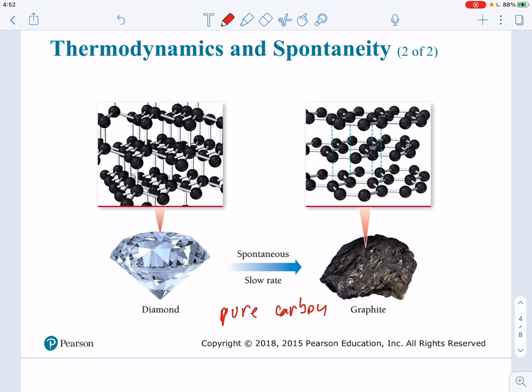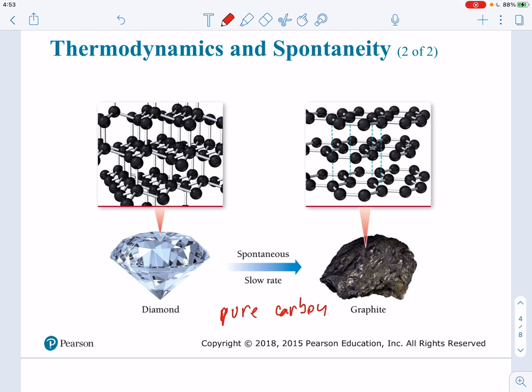But in terms of spontaneity, you are trying to go to a state that is lower in potential energy. That's basically what drives the process of spontaneity. Everything tends to go to a lower potential energy state. When you compare diamond and graphite, graphite is at a lower potential energy than diamond. So diamond over time will spontaneously convert to graphite.